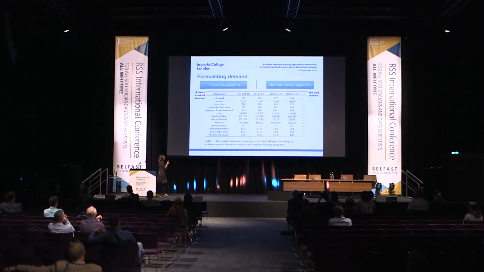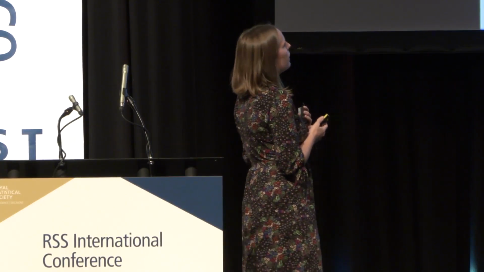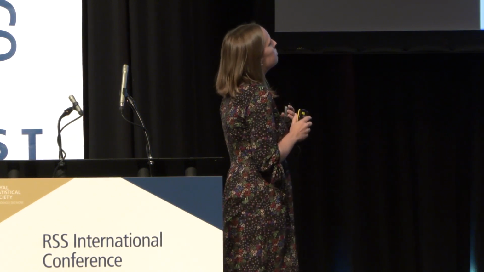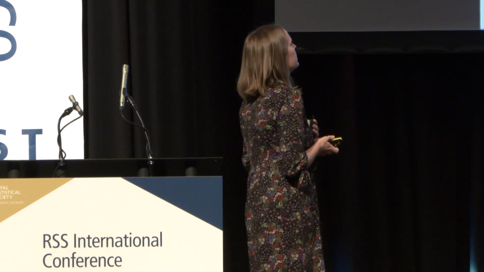So for example, this is the model matrix that we've been using for our analysis. And there's obviously the demand on the day. That's the demand that we want to predict. And then the feature that we're feeding it is the month. In this case, I've chosen the example of April. There's yesterday's demand.